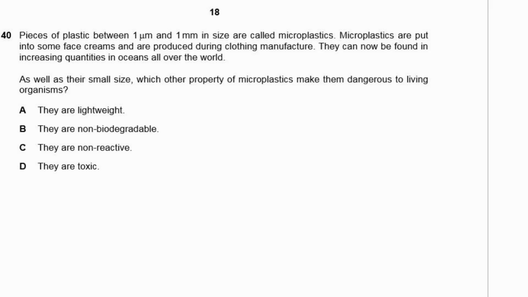And question 40. Pieces of plastic between 1 micrometer and 1 millimeter in size are called microplastics. Microplastics are put into some face creams and are produced during clothing manufacture. They can now be found in increasing quantities in oceans all over the world. As well as their small size, which other property of microplastics can make them dangerous to living organisms? Is it because they are lightweight? Nope, but it means that they can spread to lots of areas, but it's not what makes them dangerous. There's lots of other things that are lightweight that are not dangerous.